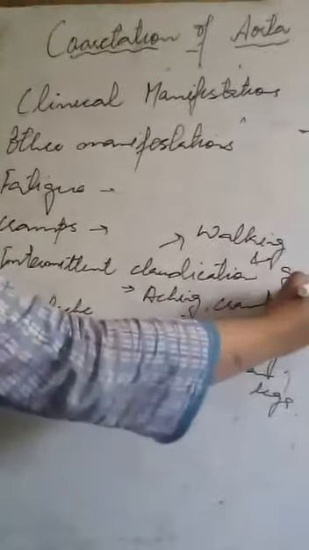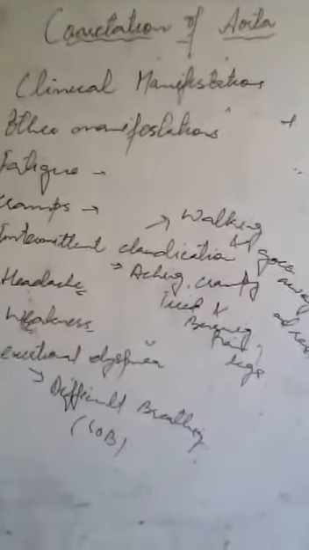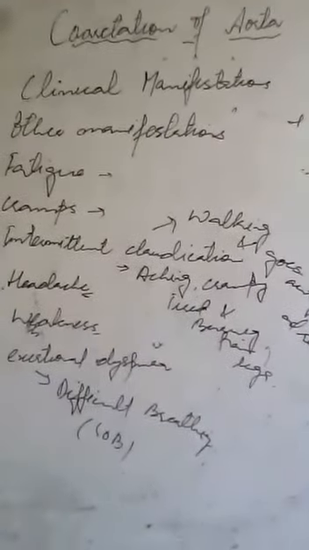Also, the child complains of headache, weakness, and exertional dyspnea. That means at the time of exertion, the child has difficulty in breathing, or shortness of breath. These are the signs and symptoms of coarctation of aorta.